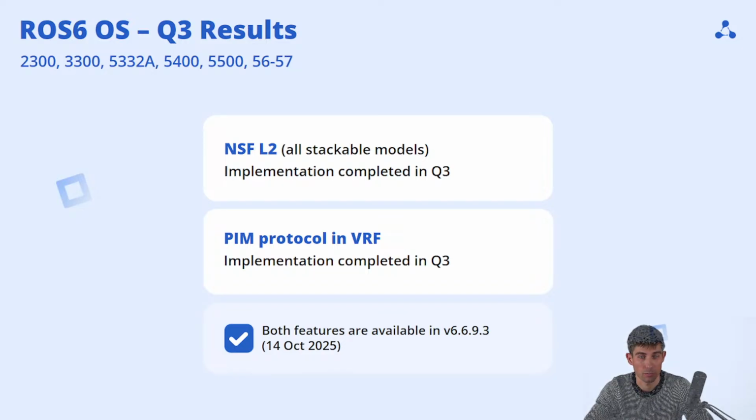As far as multicast goes on routers, we have the PIM protocol implemented in VRF. It is also available in this version. This functionality allows you to utilize multicast within virtual routing tables. So you may have a more flexible and scalable way of multicasting, split between virtual routing tables on a switch.